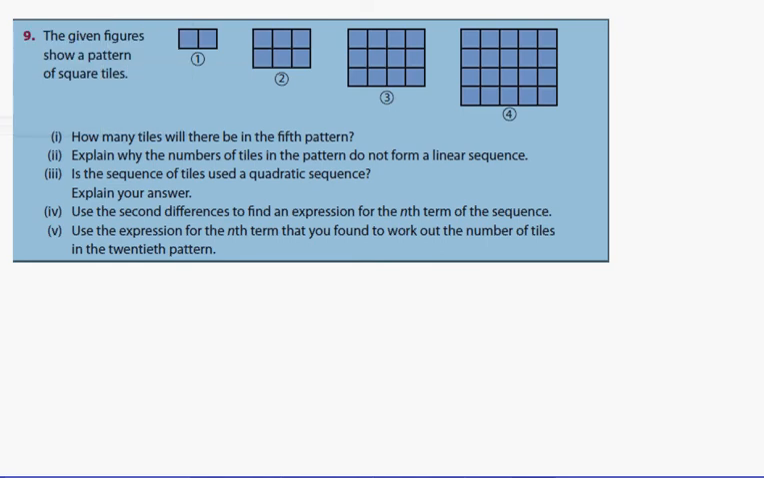This is question 9 on exercise 18.6, okay? How many tiles would there be in the fifth pattern? To do this, what we do is we write down the first couple of tiles: 2, 6, the second pattern has 6, the third pattern has 12, the fourth pattern has 20. Write down these numbers, 12, 20, okay?